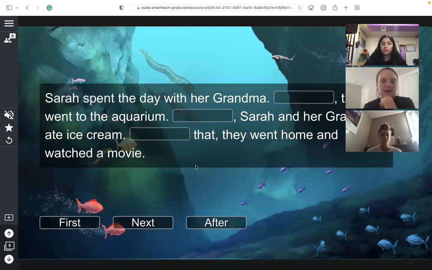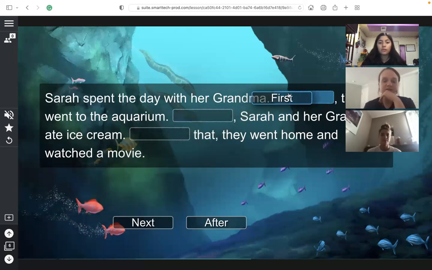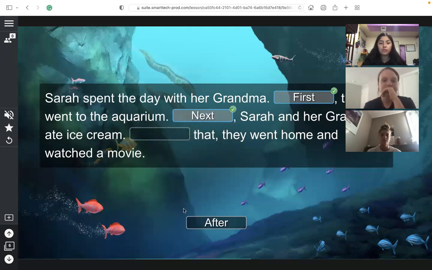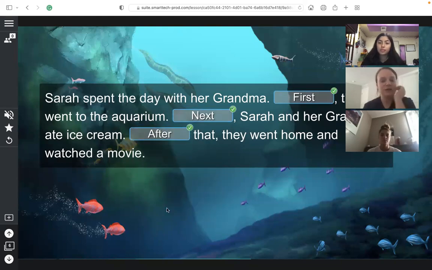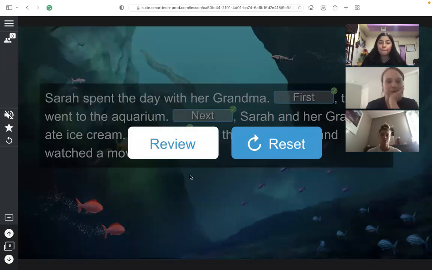So here I have a short little excerpt, and the student can drag and drop which word they believe goes in the blanks. So they can kind of see the way a story should be in chronological order. So obviously in that first one, they would grab first and drag it over. And then next. And then after. And each time they drag it over there, the little green check mark comes up so they know if it's their correct word.